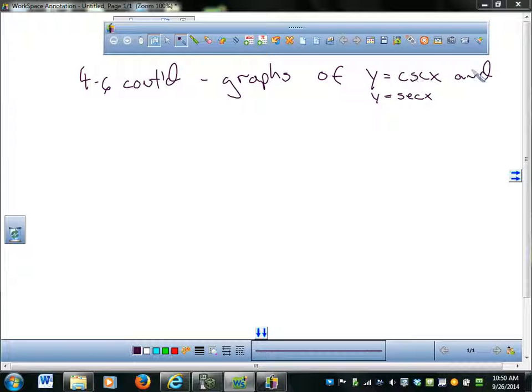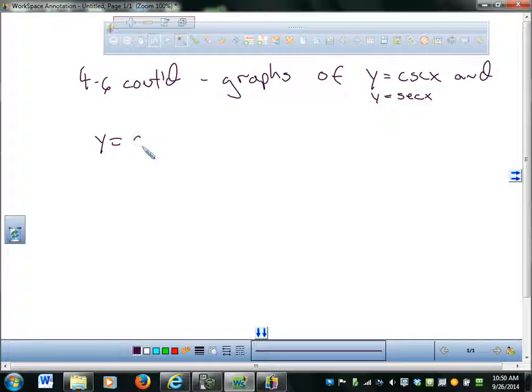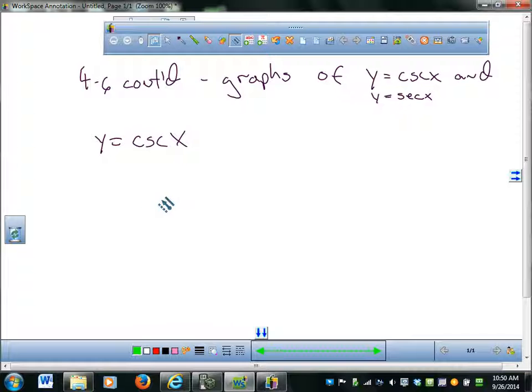About graphs of y equals cosine x and secant x, and we're also going to talk about something called a damped sine and cosine function, which we're going to do with our graphing calculator. So if I want to graph y equals cosecant of x, one way I could do it is by plotting a bunch of points. That would be the longest way to do it, but I want to show you where it comes from, so you have some understanding of it.